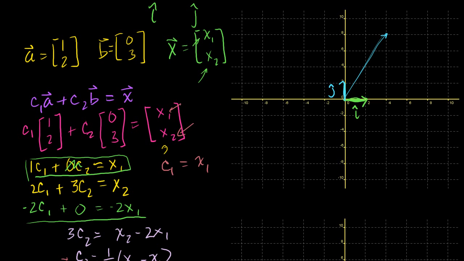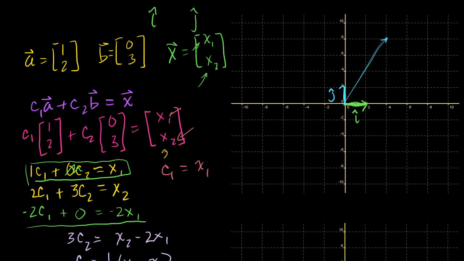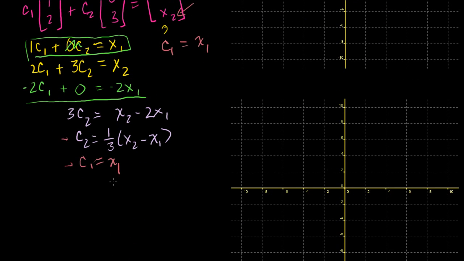Let's say I want to get to the point, let me go back up here. Well, it's way up there. Let's say I'm looking to get to the point 2, 2. So x1 is 2. Let me write it down here. Say I'm trying to get to the vector 2, 2. What combinations of A and B can get there? Well, I know that c1 is equal to x1, so that's equal to 2. And c2 is equal to 1/3 times 2 minus 2. So 2 minus 2 is 0. So c2 is equal to 0. So if I want to just get to the point 2, 2, I just multiply.